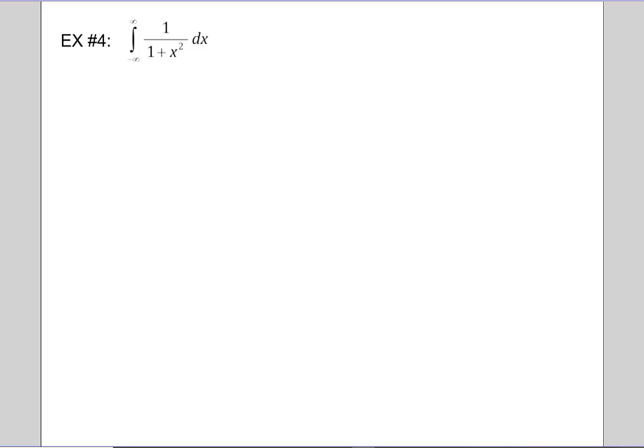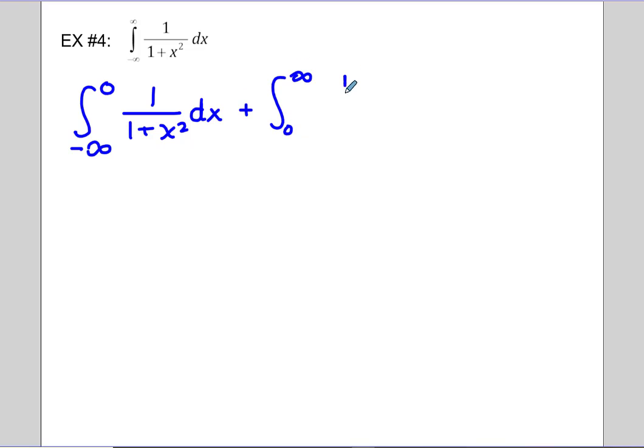In example 4, we have infinity at the bottom and the top. So this is example number 3 on our table. So we've got to break it up into 2 parts. Let's break it up from negative infinity to 0 of 1 over 1 plus x squared, and then from 0 to infinity of 1 over 1 plus x squared. So we're going to rewrite the improper integral to be 2 integrals, and then we'll consider the limit as, let's say we pick a goes to negative infinity.